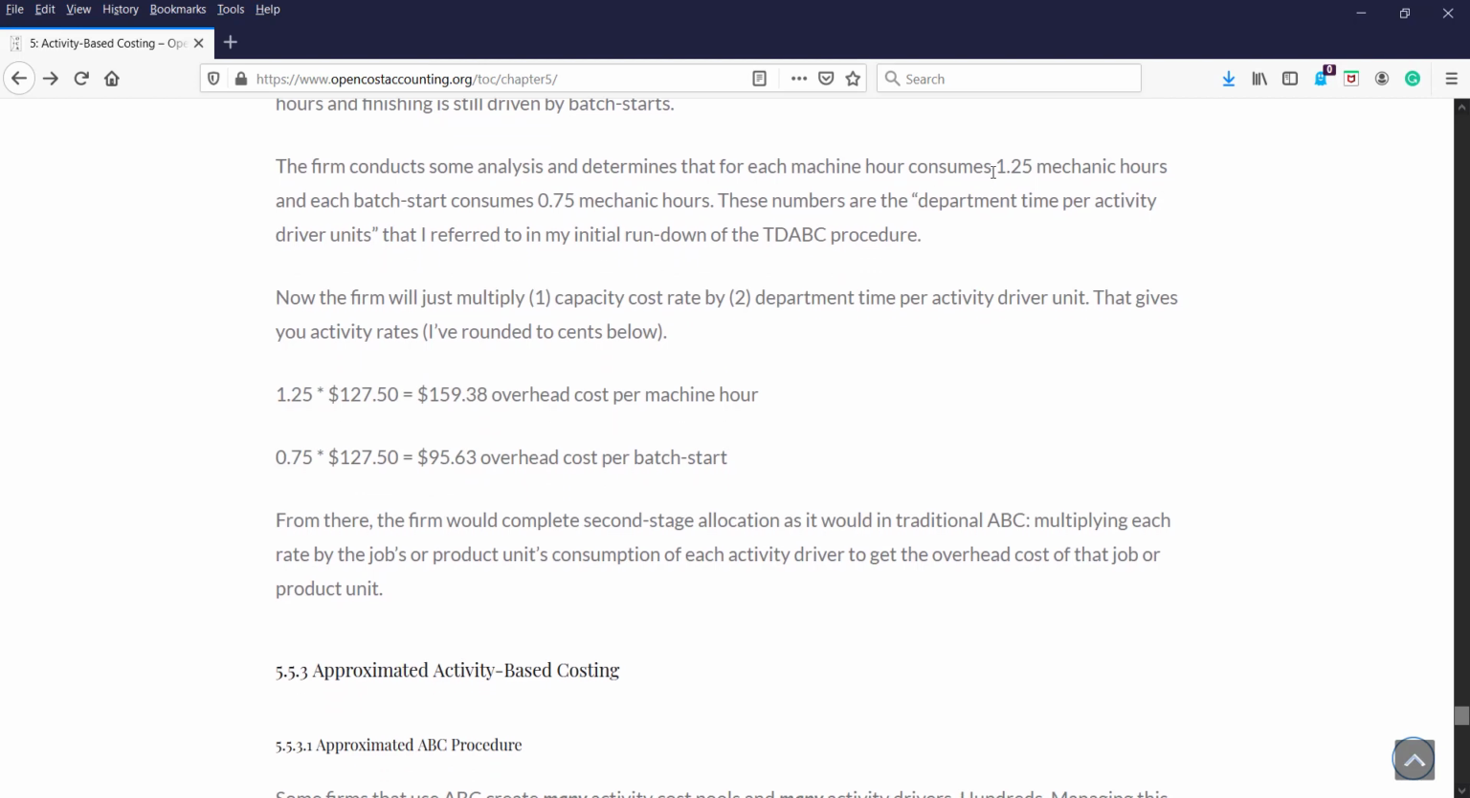And we're going to multiply those by how many units of the constraint we expect each of our activity drivers to consume or be related to effectively. And so we have 1.25, which is our machine hours to mechanic hours conversion factor, and we have 0.75, which is our batch starts to mechanic hours conversion factor. Multiplying each one of those by our capacity cost rate, we now end up with effectively activity rates. So we have $159.38 of overhead cost per machine hour, and we have $95.63 of overhead cost per batch start.